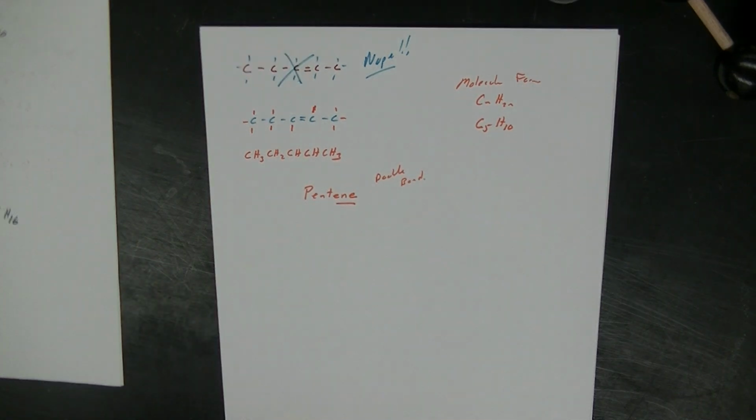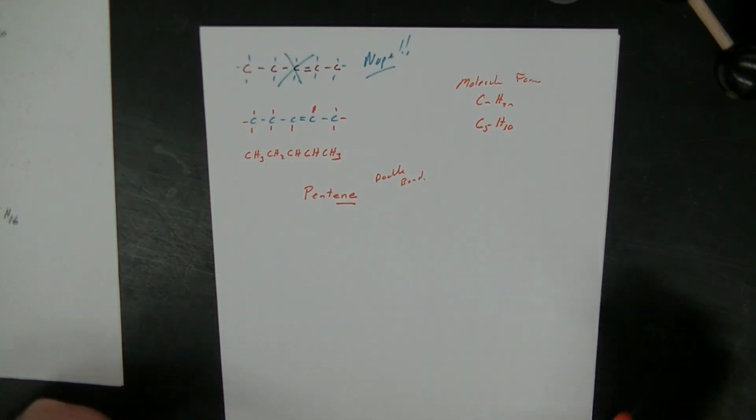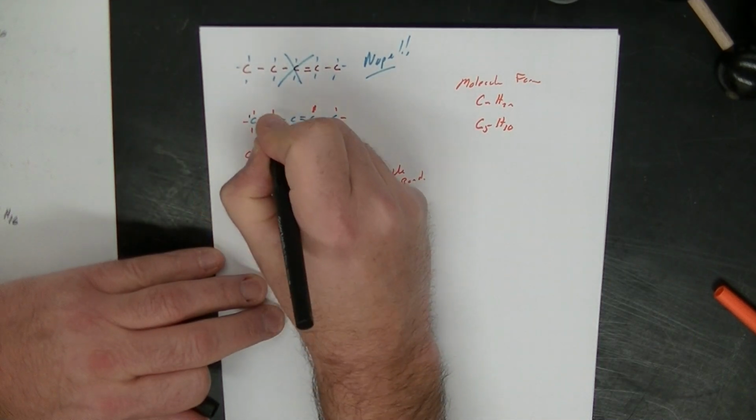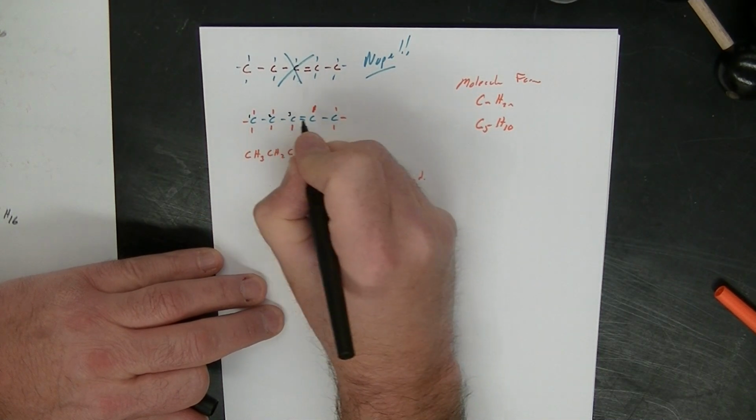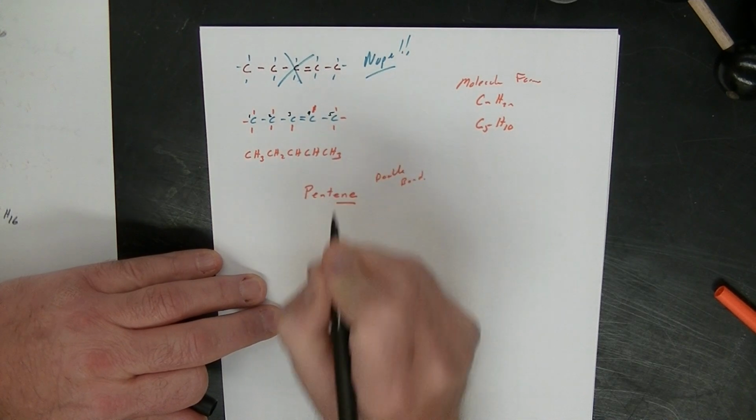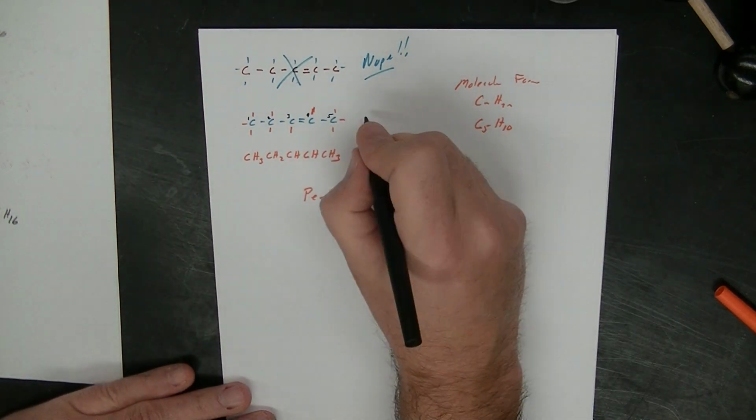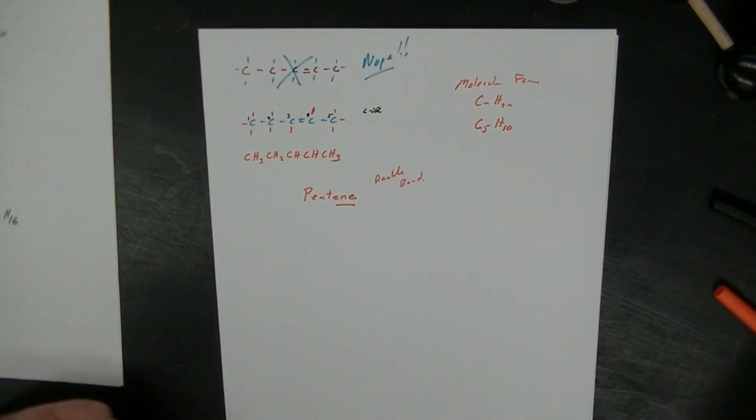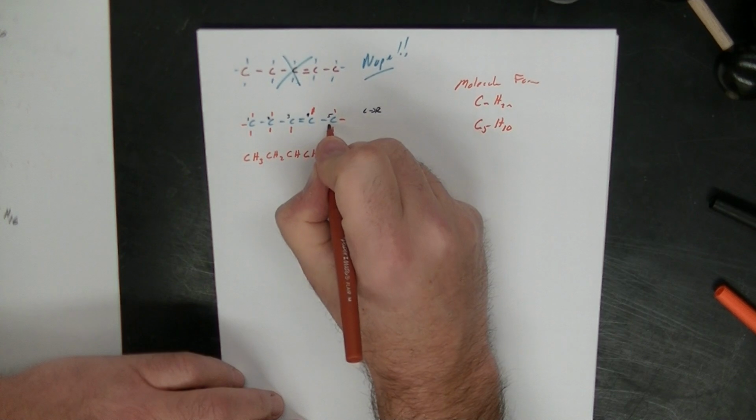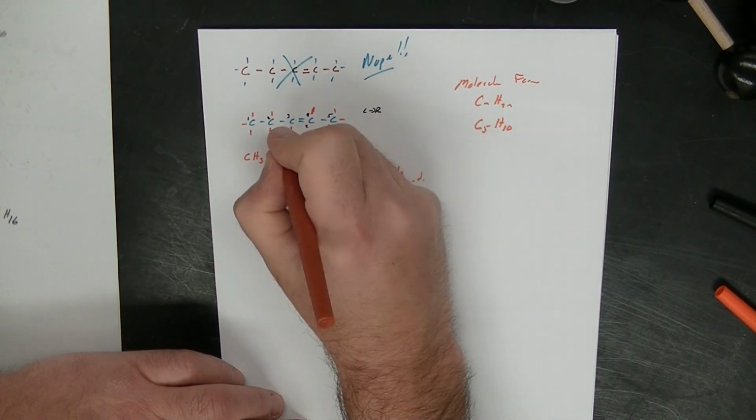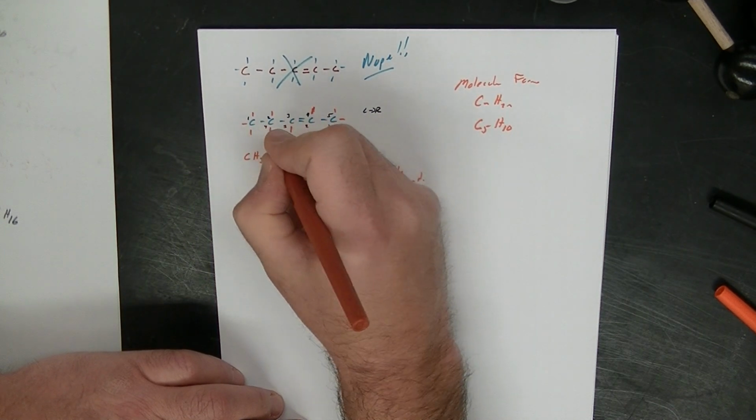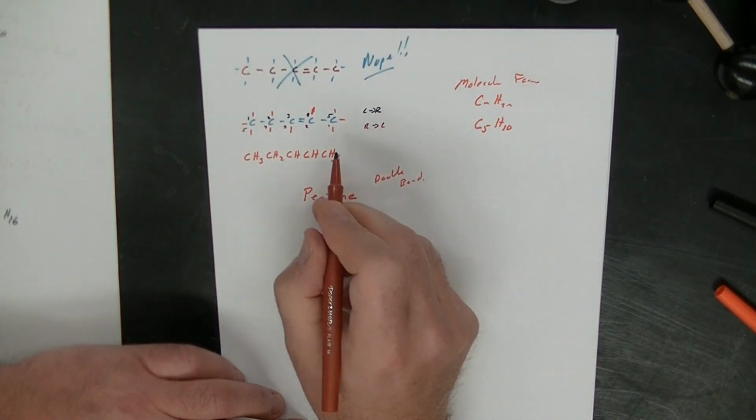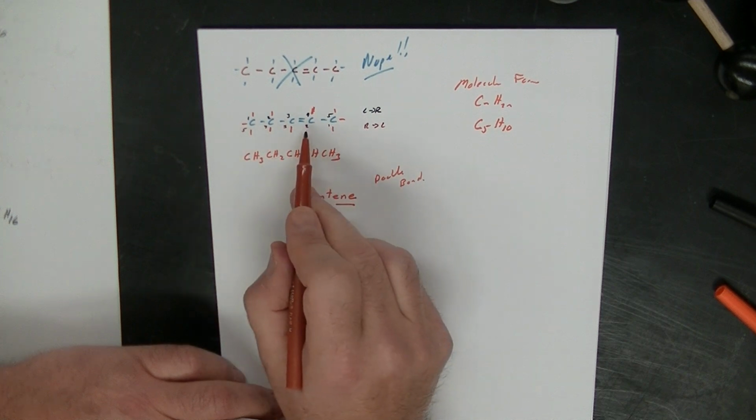There are 2 ways that I could number the backbone. I could number it left to right: this carbon 1, this carbon 2, this one 3, this one 4, this one 5. Or I could number it in the other direction: this one's 1, this one's 2, this one's 3, this one's 4, and this one's 5, going right to left. So the question is, which way do you number it?